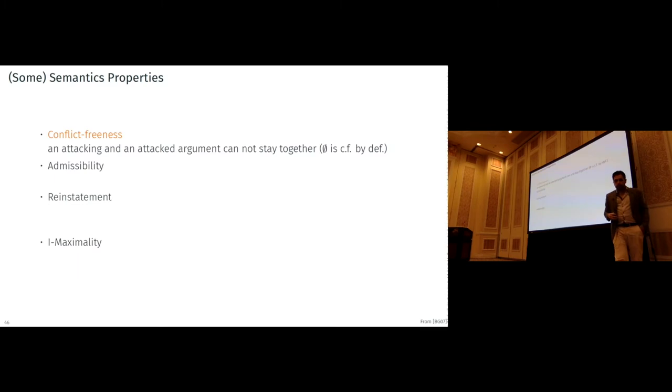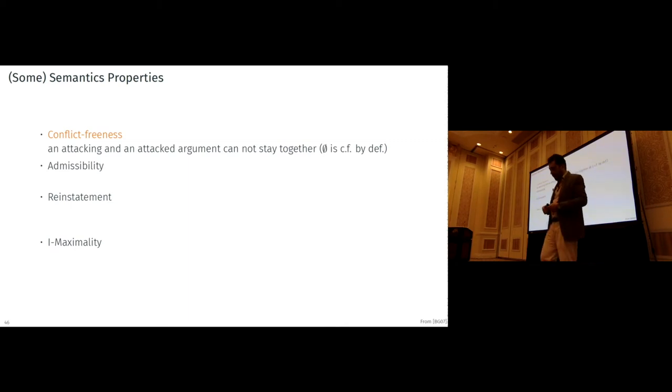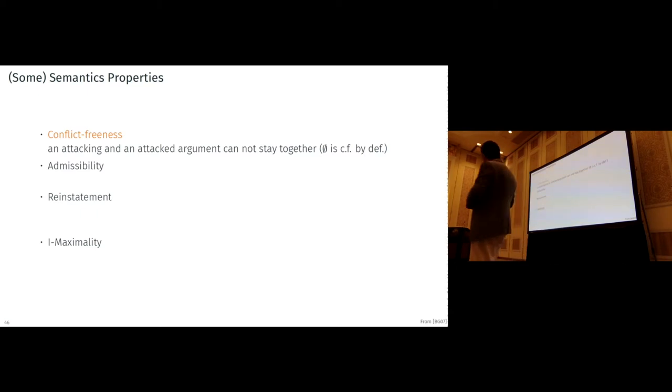And there are several properties that Pietro and Massimiliano introduced. I'm going to just revise some of them for the sake of this presentation. So one of them is conflict freeness. You would expect that two arguments that are conflicting each other should not be together acceptable. So that is the principle indeed of conflict freeness.